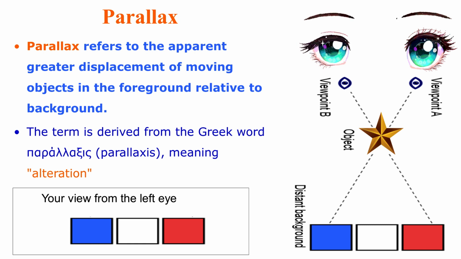Parallax refers to the apparent greater displacement of moving objects in the foreground relative to the background. The term is derived from the Greek word meaning alteration. Here are the eyes. Two eyes mean two viewpoints, viewpoint A and viewpoint B. In front of you, there is a yellow star close to you, and there is a distant background, blue, white, red background, further location.